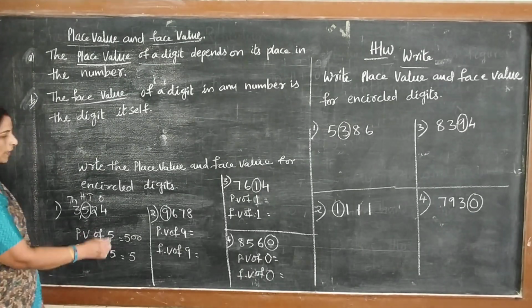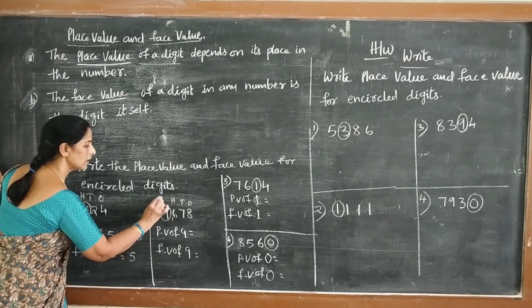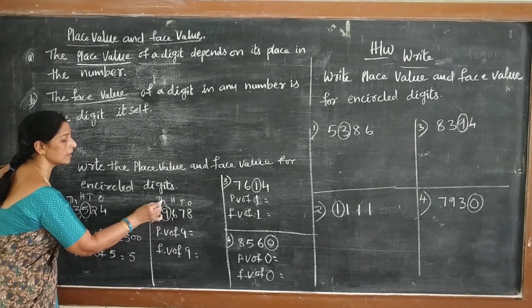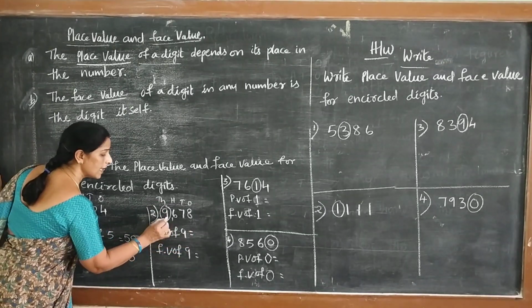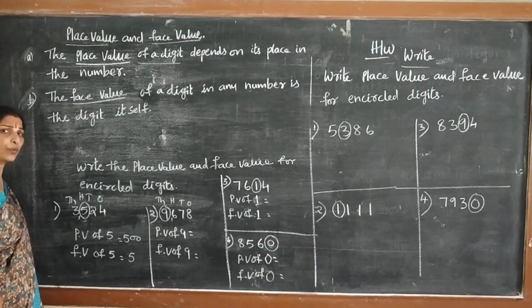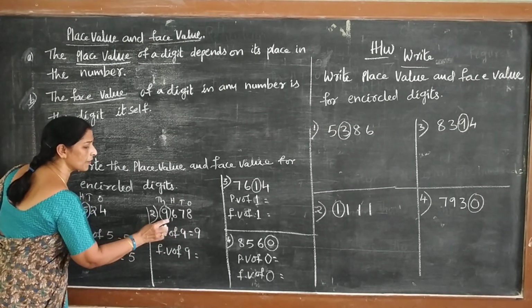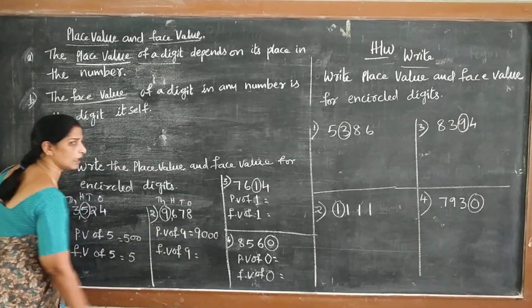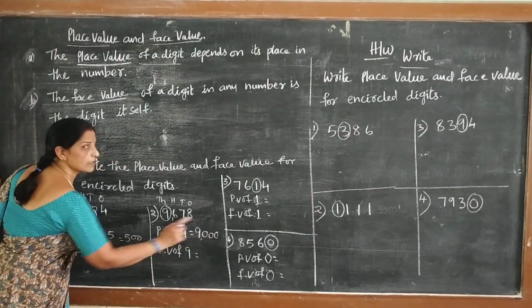Now come to the next one. Ones, tens, hundreds, comma, thousands. Where is it located? Here it is located under the thousands place. So the place value of 9 is 9,000. Do you know how to write 9,000? It's very easy, children. Write the 9. How many digits are there after the 9? 3 digits. Keep 3 zeros. 9,000. Okay. Here the place value of 9 is 9,000.